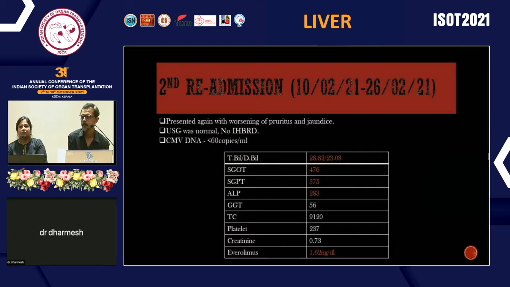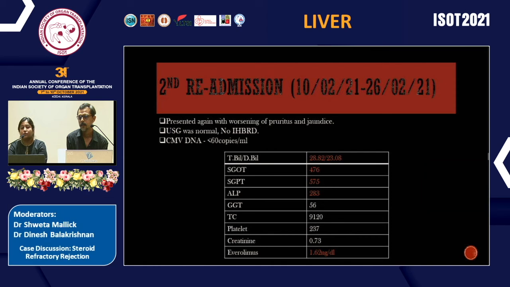So we thought that he was getting better, but within 7 to 8 days of discharge, he again came back to us with worsening of his jaundice and worsening of pruritus. Ultrasound again was normal. CMV was sent at this point, which was negative, and bilirubin was at 28 by now. OTPTs were in 400 and 500. Alkaline phosphatase was 283.